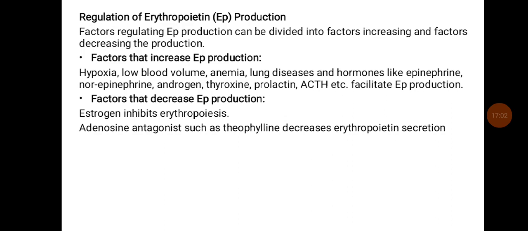How is erythropoietin production regulated? The factors which regulate EPO production can be divided into factors increasing and factors decreasing the production. The factors which increase erythropoietin production are hypoxia, low blood volume, anemia, lung diseases, and hormones like epinephrine, norepinephrine, androgen, thyroxine, prolactin, ACTH. Factors that decrease erythropoietin production are estrogen and adenosine antagonists such as theophylline, which are going to decrease the erythropoietin secretion.